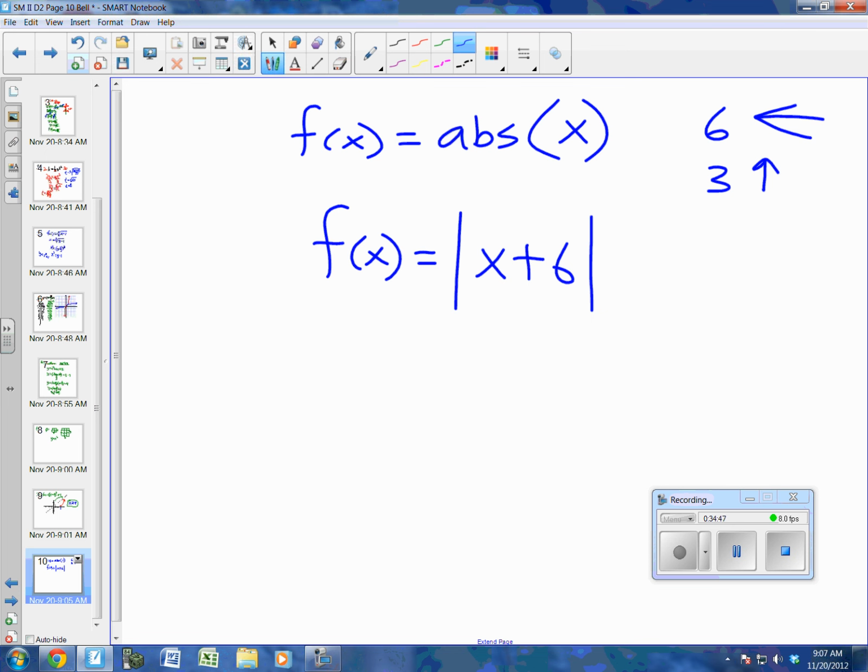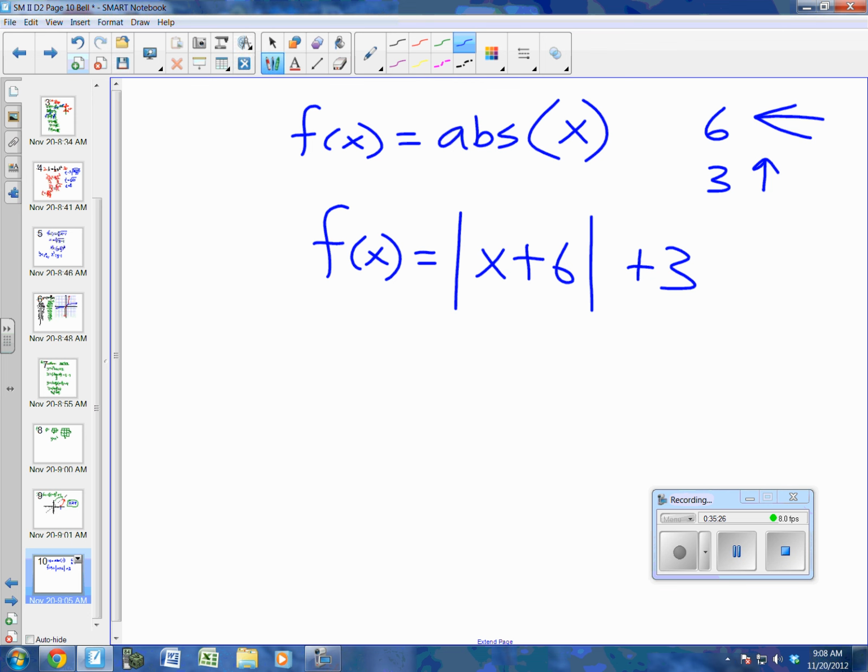Plus 6. And how do I move a function up, you guys? Add 3 on the outside. That's when you add 3. You guys, horizontal shifts, you replace. Vertical shifts you add or subtract, okay? Got that? You insert horizontal shifts, okay? They're on the inside of the function. Yeah, it's going to go the opposite direction of the sign. Okay. Is that all the questions you had on this little quiz thing?